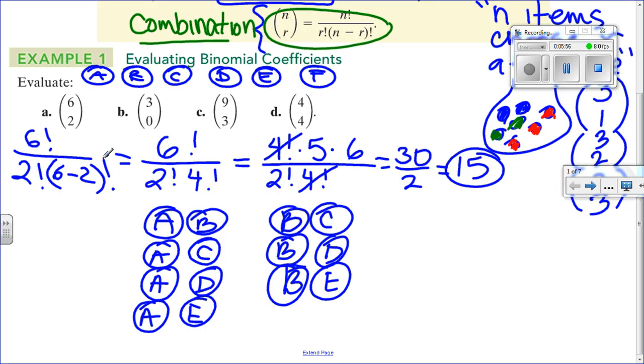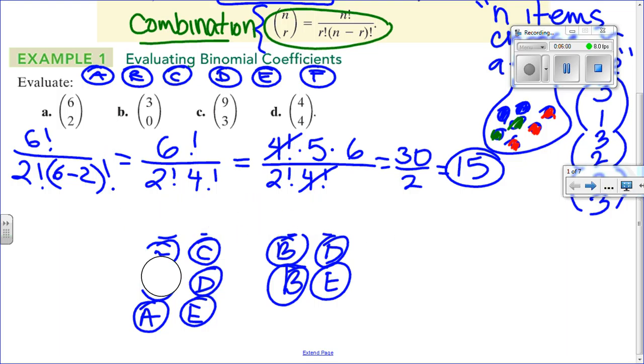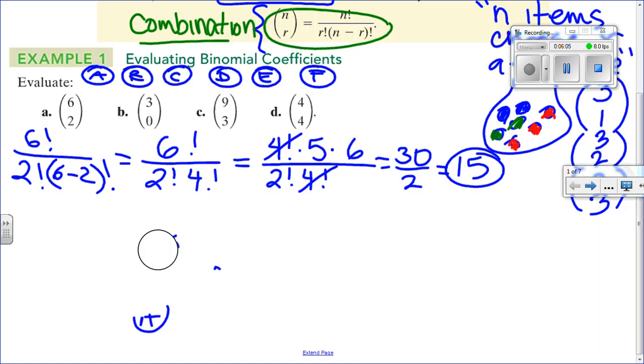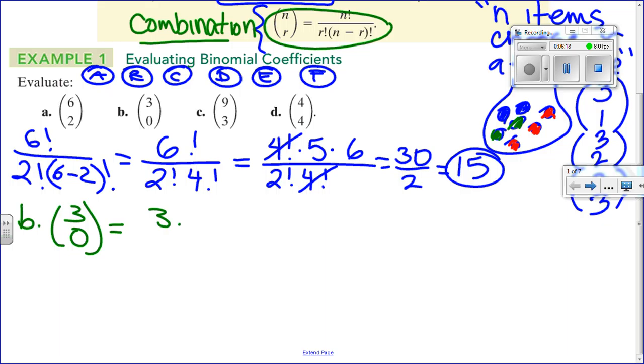All right, so right now let's just take it one step at a time, and let's just finish solving B, C, and D by using the binomial coefficient formula. So part B, n is 3, r is 0, so it will be 3 factorial divided by 0 factorial, and then the difference, 3 minus 0, factorial.